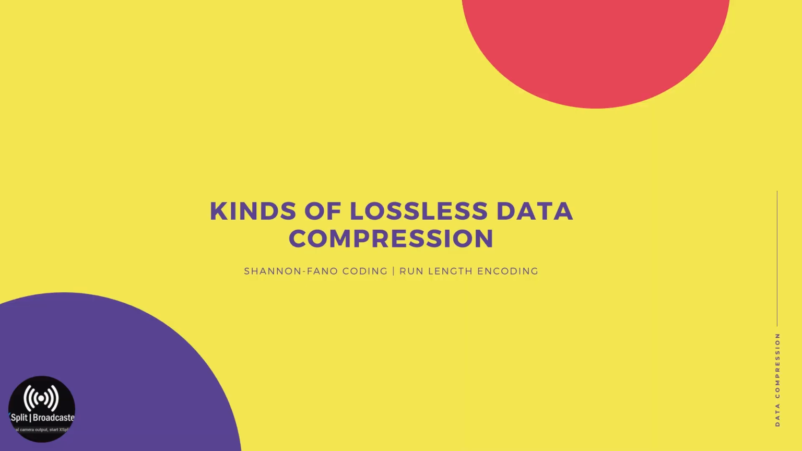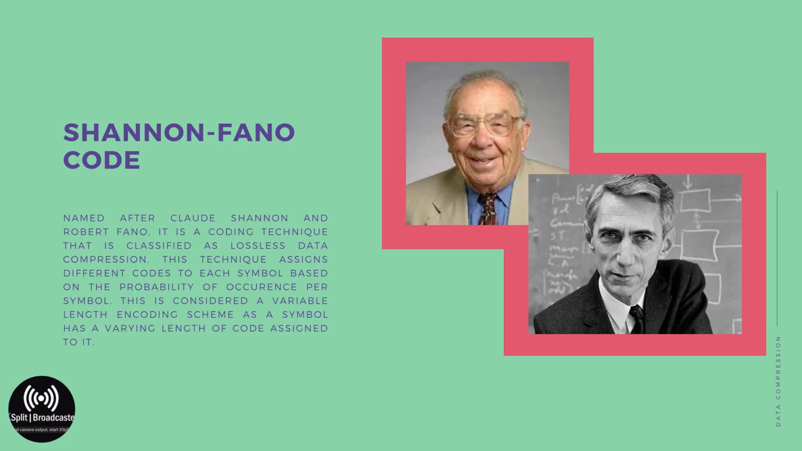We will now discuss the kinds of lossless data compression methods. We will discuss Shannon-Fano code and run-length encoding as these are easier to understand and can be easily applied to basic file or message compression. The Shannon-Fano code is named after the creators of the code who are Claude Shannon and Robert Fano. This coding technique assigns various codes to each symbol based on the probabilities of occurrence. This is considered a variable length encoding scheme as the symbol has a varying length of code assigned to it.